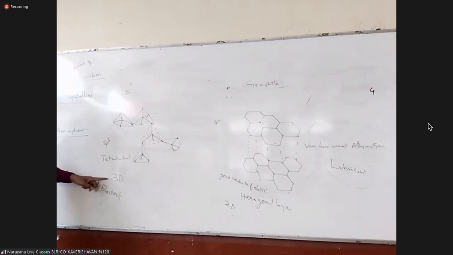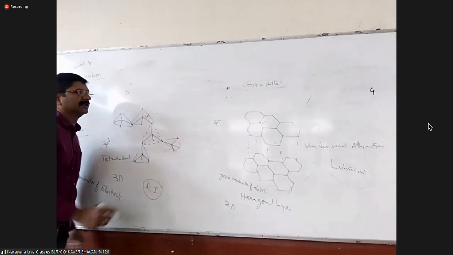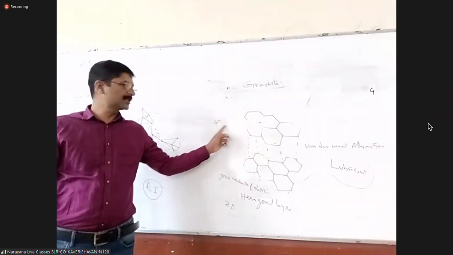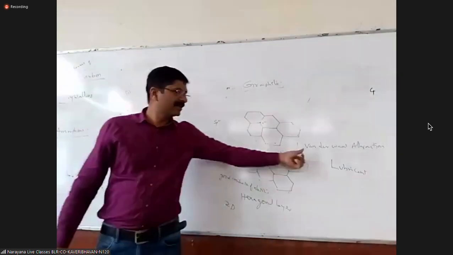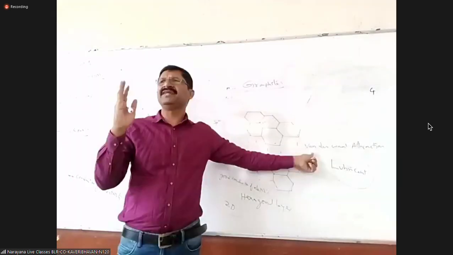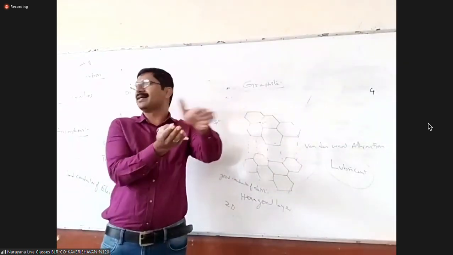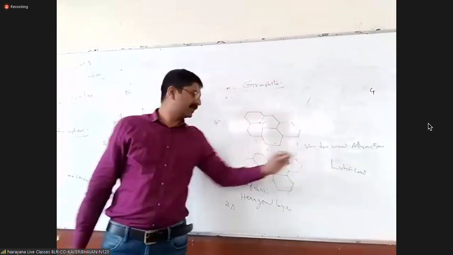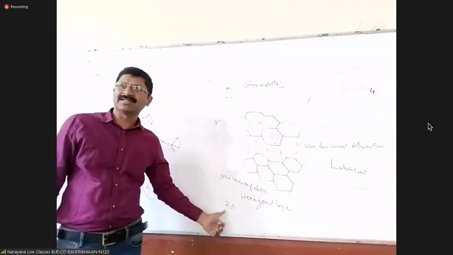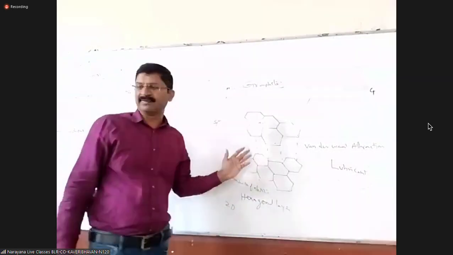Diamond: sp3, tetrahedral, three-dimensional, bad conductor, and high refractive index. Whereas here, graphite: sp2, hexagonal layer structure, and the layers are attracted by a weak force of attraction. Because of this weak force of attraction, it has a slippery nature. Therefore, it is used as a lubricant. Next, it is a two-dimensional arrangement, and because of the presence of free electrons, it is a good conductor of electricity.